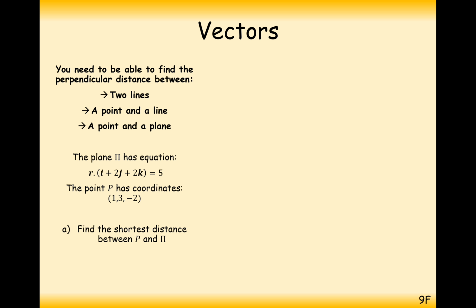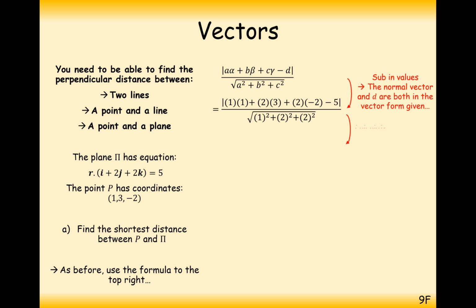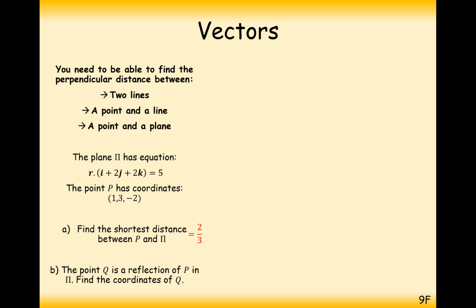The first part in this problem here is just to find the shortest distance between the point and the plane. Now this here is quite straightforward. All you have to do is just apply the formula. So finding the shortest distance between the point and the plane really is quite a simple job, just plugging numbers into a formula. The difficult part of this question comes in when we're asked to reflect the point P in the plane to get to the point Q.